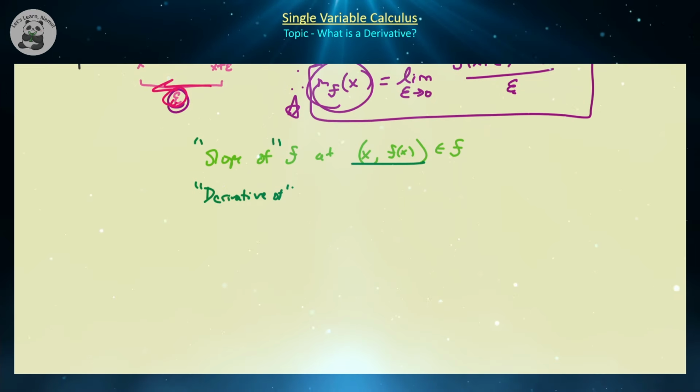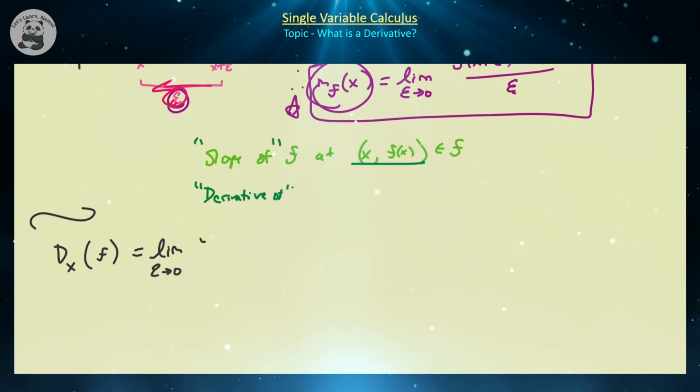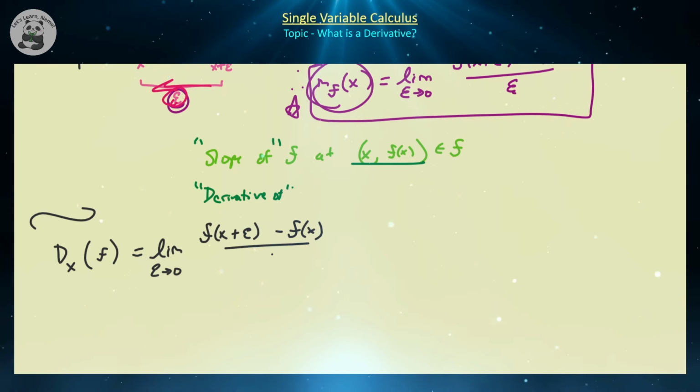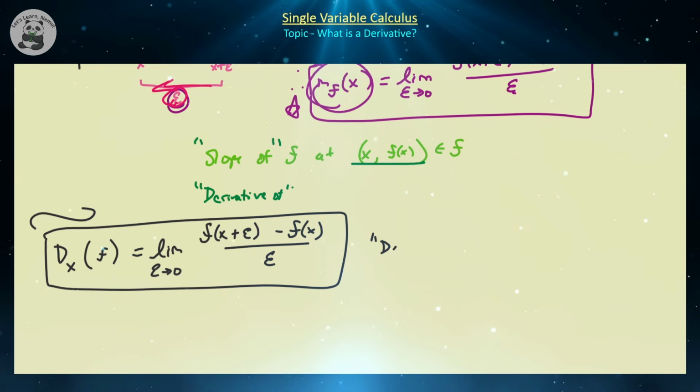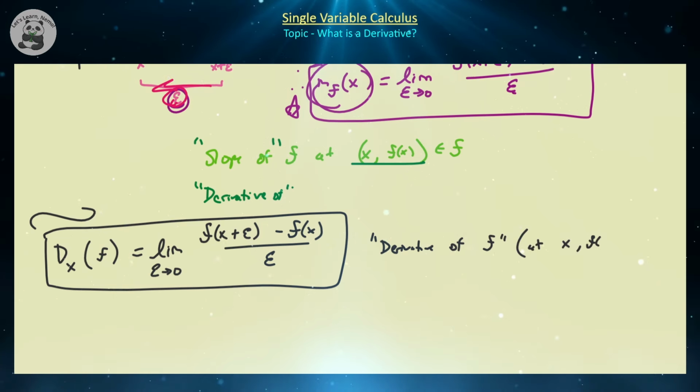So we can write this instead as d/dx of f is going to be equal to the limit as epsilon goes to 0 of f of x plus epsilon minus f of x all divided by epsilon. And this is, again, what we refer to as the derivative of f, and some people will say at the point x, f of x. Right? So that's the definition of the derivative.